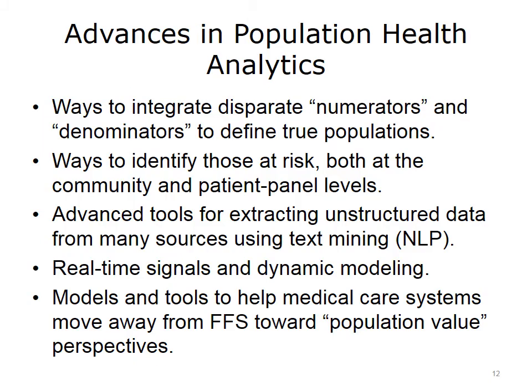HIT will allow an array of things in the future that couldn't really be done easily before. The first on this list is the way to integrate numerators and denominators to define true populations. Those of you who have taken an epidemiology course understand that one always needs to try to look at who's at risk, who's the target. Is it everybody in the community, for example? And who are the people who have had the incidence or the prevalence?